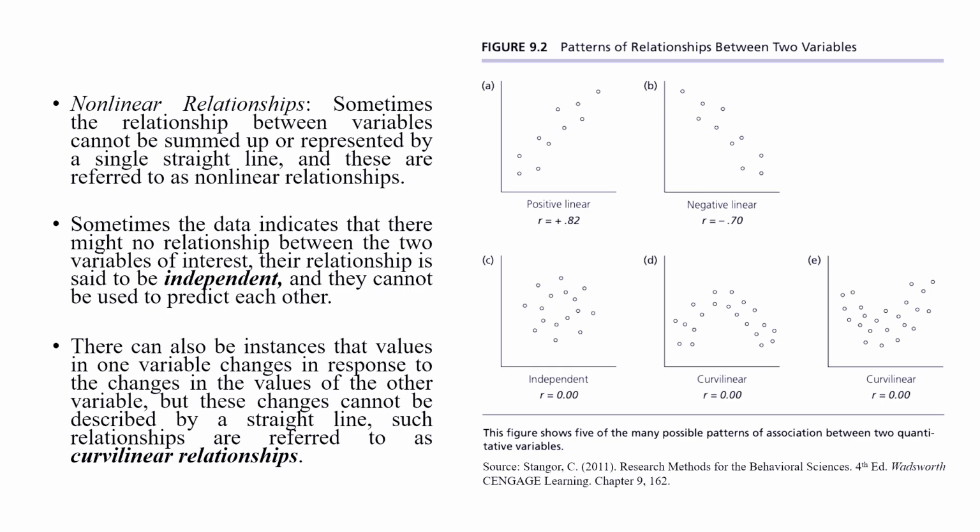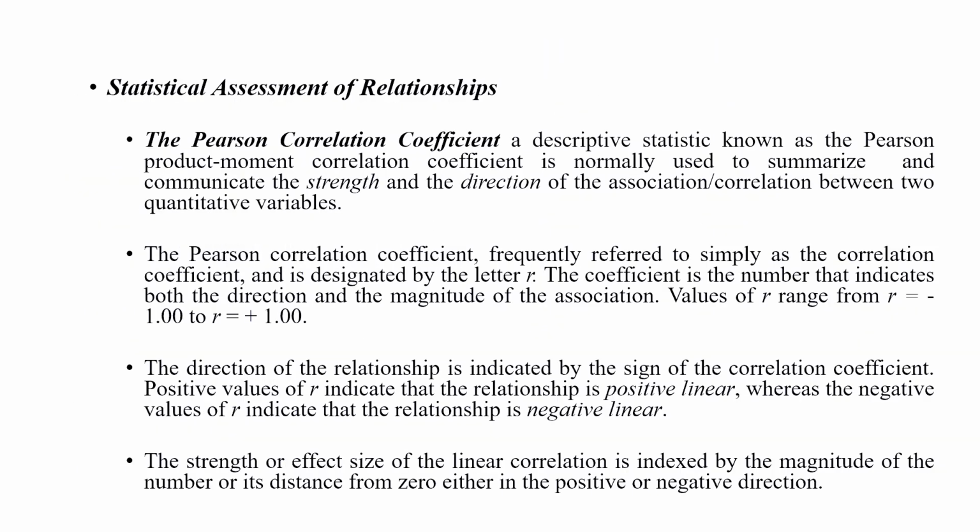All right, let's talk about some statistical assessment characteristics of correlations. So, as I was saying, this R was basically the Pearson correlation coefficient. This is the one that is normally used to summarize and communicate the strength. So, what is the magnitude? 0.20 or 0.80, 0.20 is weak, 0.80 is strong, and the direction, plus 0.20 or minus 0.20, plus is positive, minus is negative. So, strength and direction of the correlation is basically depicted by the value of the R, or this Pearson correlation coefficient. Okay. So, again something that I already told you.